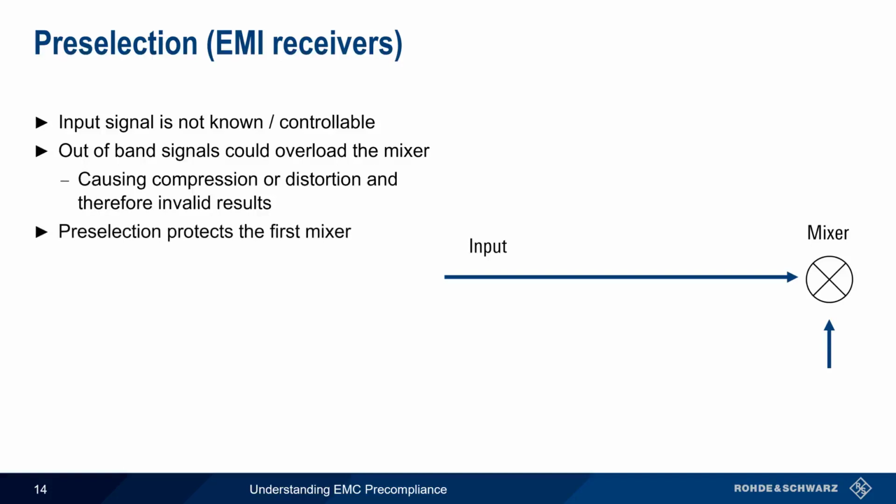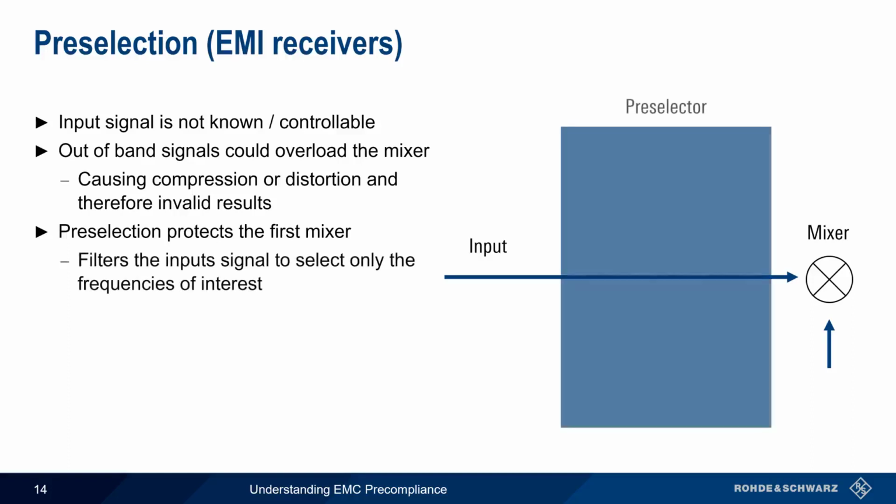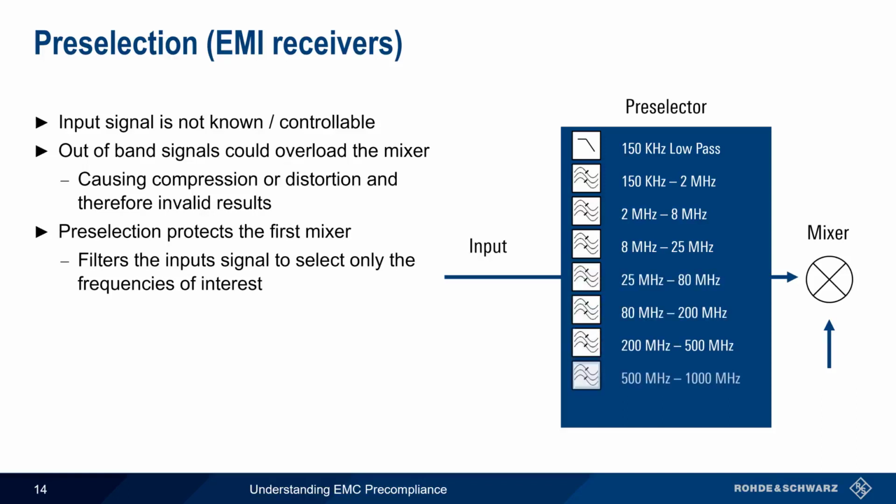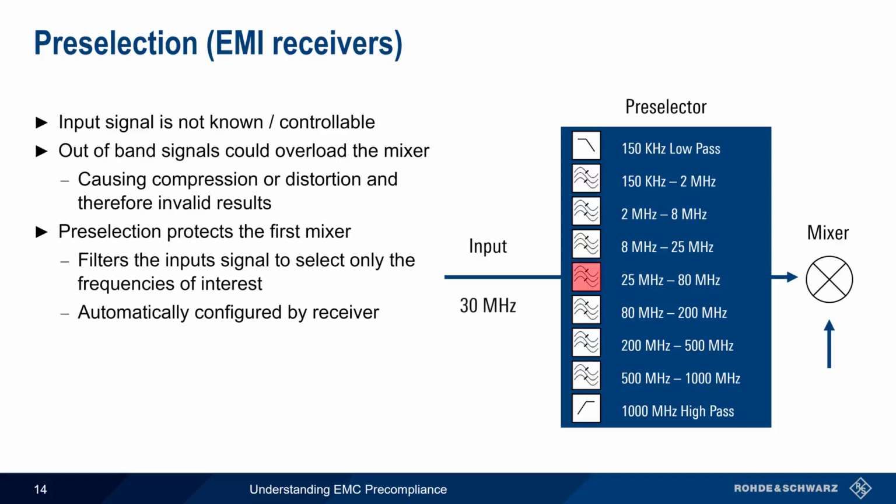Preselection is a method used in EMI receivers to protect the first mixer. Preselection is normally implemented as a bank of filters that allows the receiver to select only the frequencies of interest. The particular filter is chosen automatically by the receiver based on the configured input frequency. For example, if the input frequency were 30 MHz, this filter would be used. When the input frequency changes, such as during a scan, a different filter would be used.